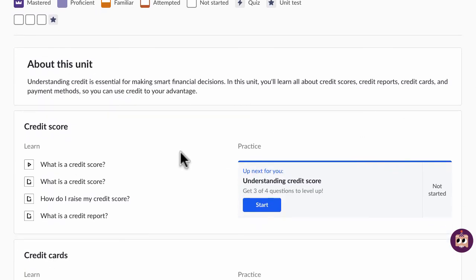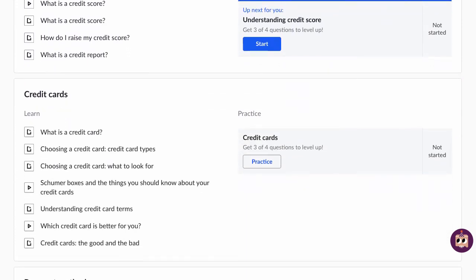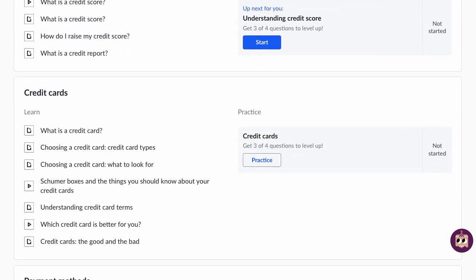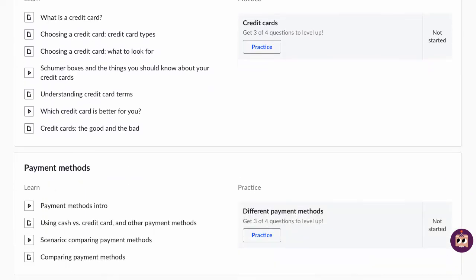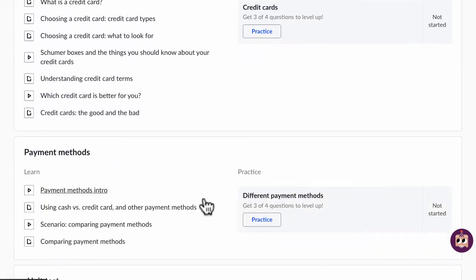I think most folks don't realize who the credit agencies are, where they come from, how they are connected, what actually drives this credit score. I think folks have a general sense of what credit cards are, but they don't know exactly how they work or how high that interest could be or how you could use them wisely to your advantage, and how even payment methods have a psychological or even a real financial implication to them.